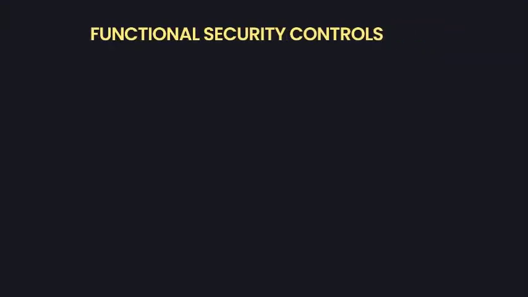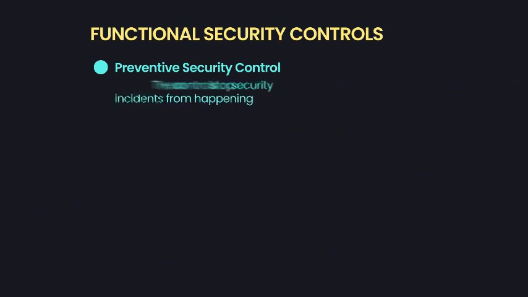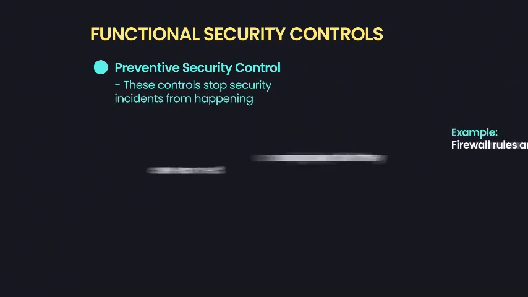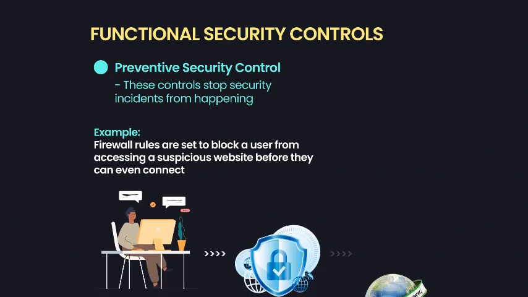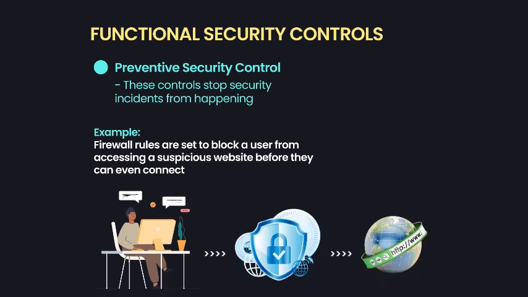So, functional security controls. Let's start off with preventive security controls. These controls stop security incidents from happening. Here's an example. Firewall rules are set to block a user from accessing a suspicious website before they even connect.